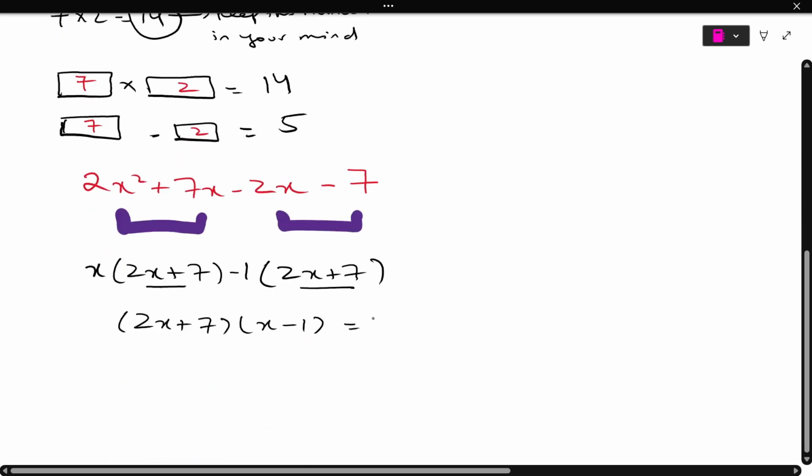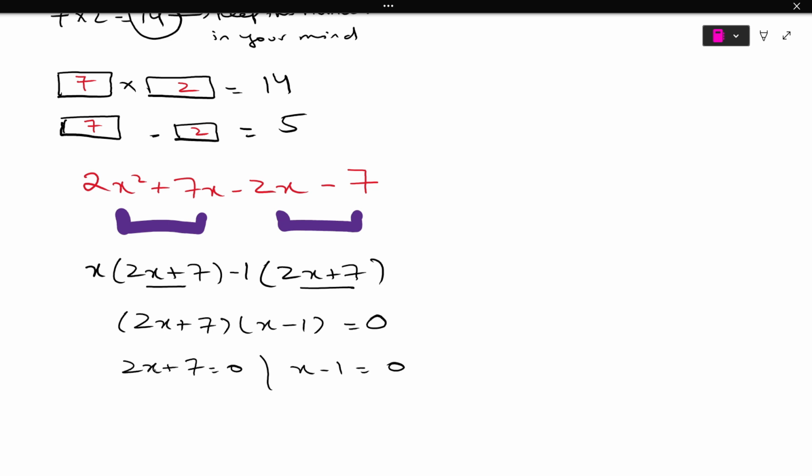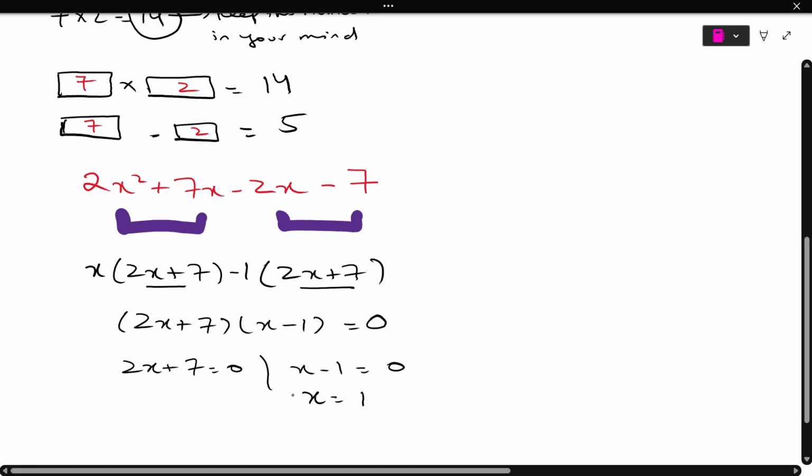I will keep both of them equal to 0, right? Like I taught you, first of all we keep the brackets equal to 0, and then we write 2x plus 7 is equal to 0 and x minus 1 is equal to 0. Okay, and therefore x is gonna be equal to 1. That's my first value, whereas my second value is gonna be 2x is equal to minus 7 and x is equal to minus 7 over 2. That's my second value of x. Clear?